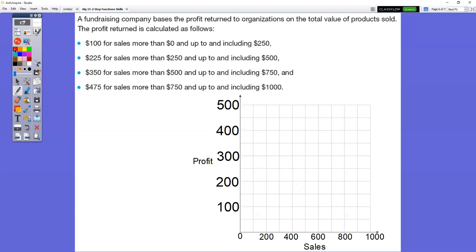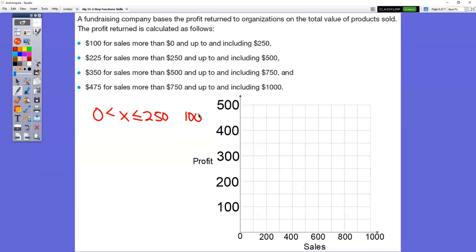So let's see if you're on the right track here. You're going to get $100 for sales between zero up to and including 250. So from zero to 250 exactly, you're going to get $100.